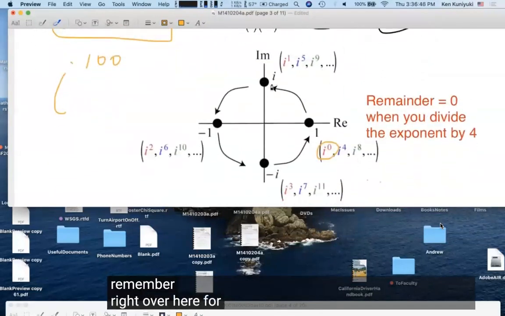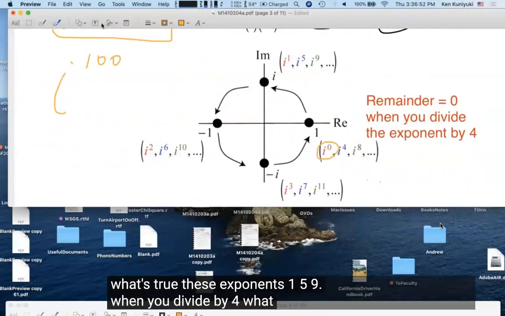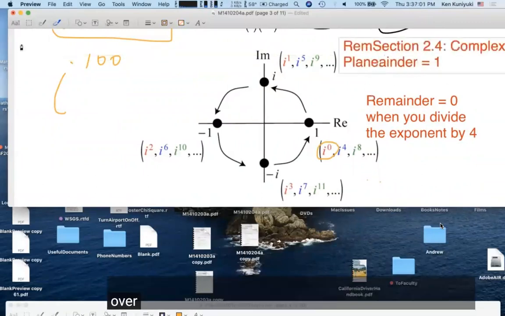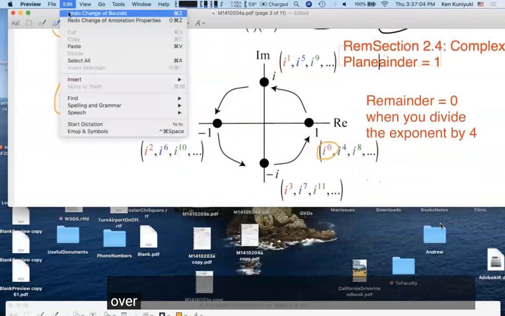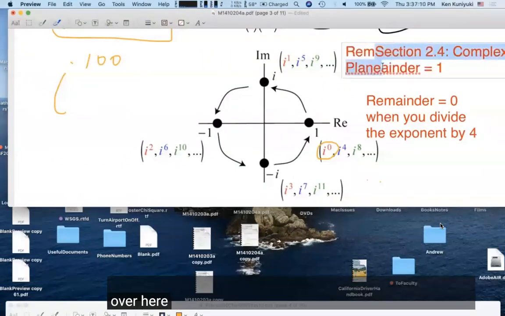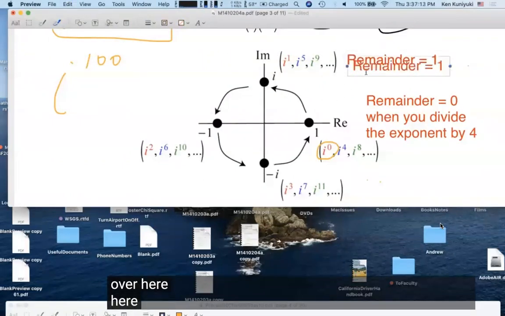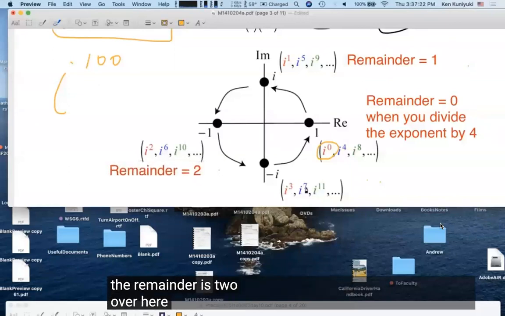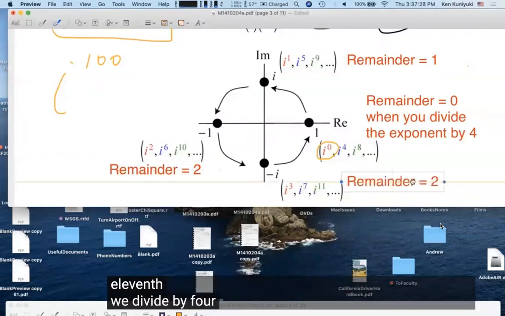Over here, for i, what's true of these exponents? 1, 5, 9. When you divide by 4, what happens? The remainder here is always 1. Over here, i to the second, 6th, 10th, and so forth. When you divide by 4, the remainder is 2. Over here, i to the 3rd, 7th, 11th. When you divide by 4, the remainder is 3.